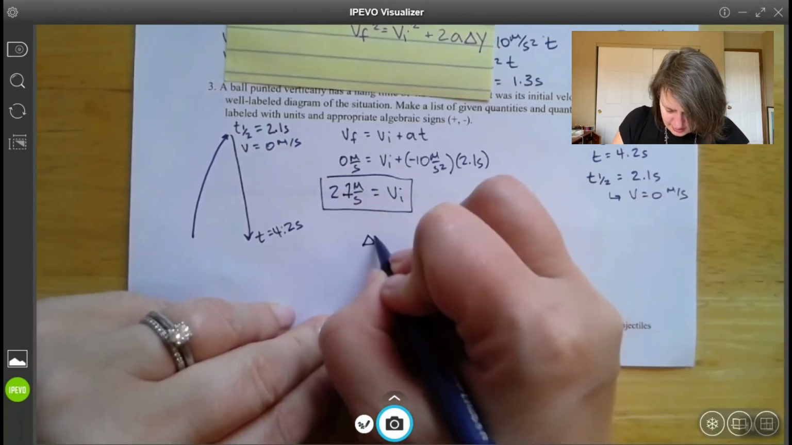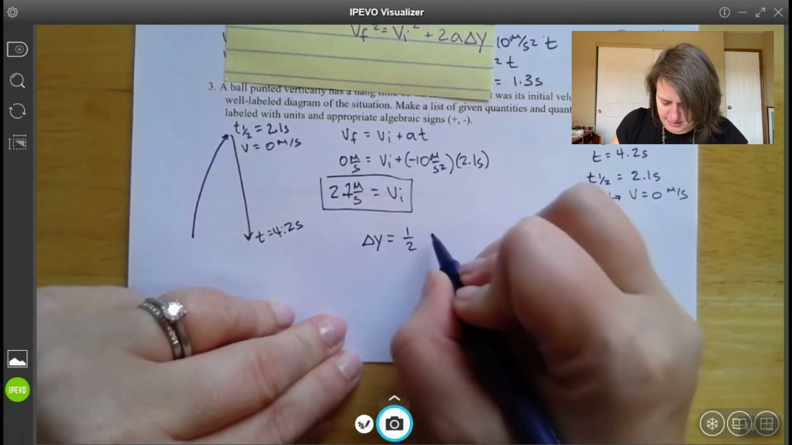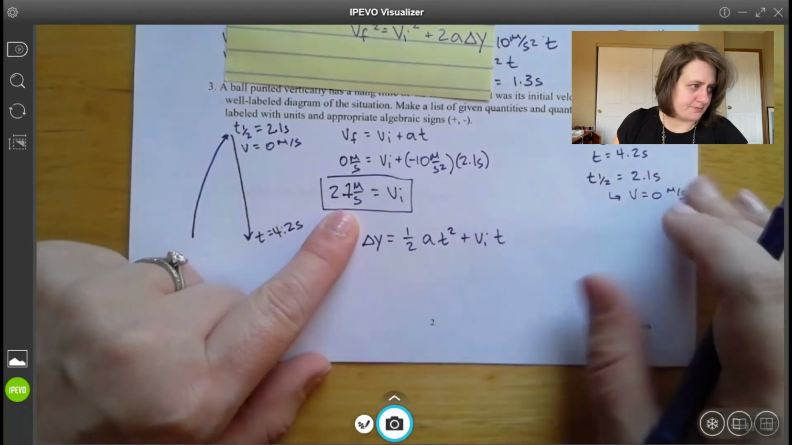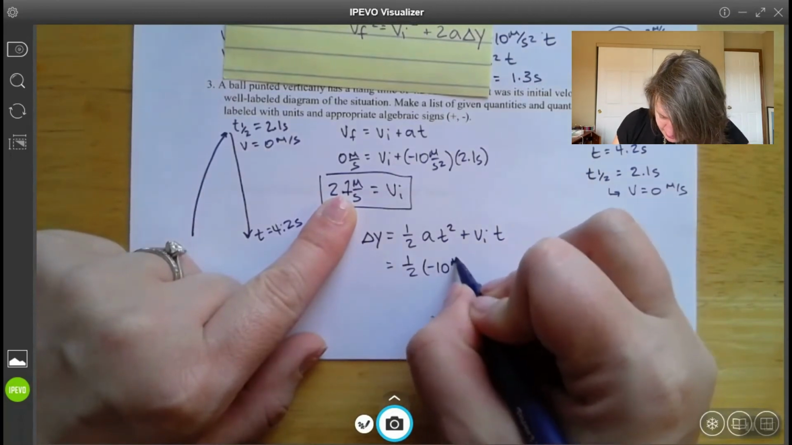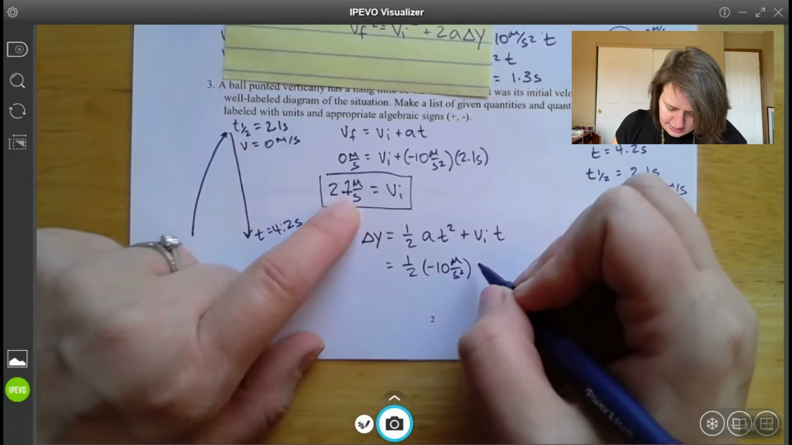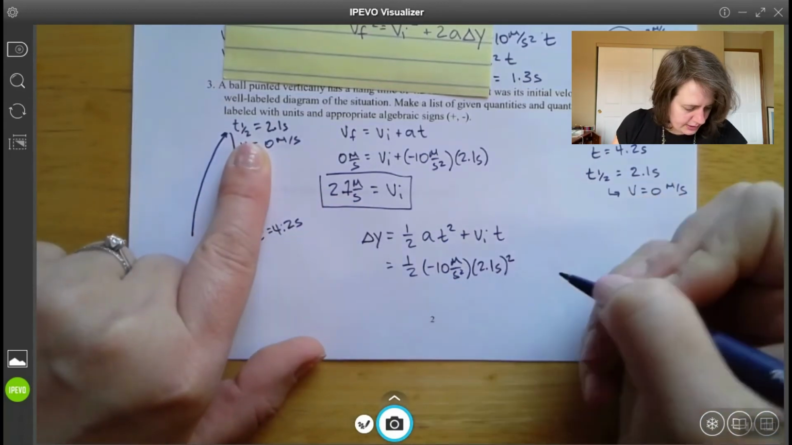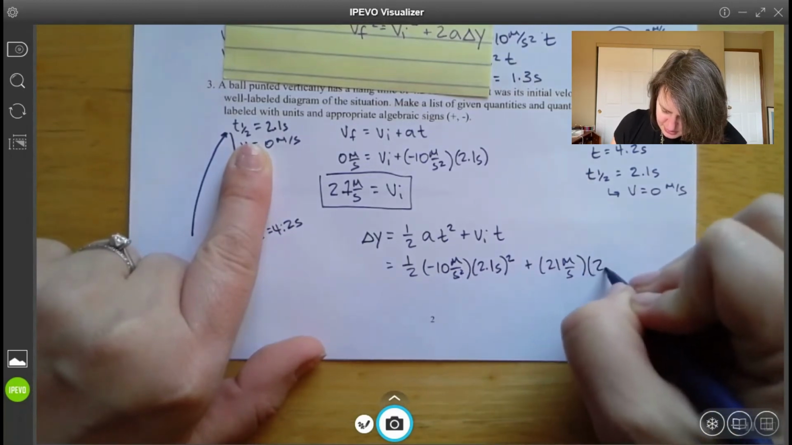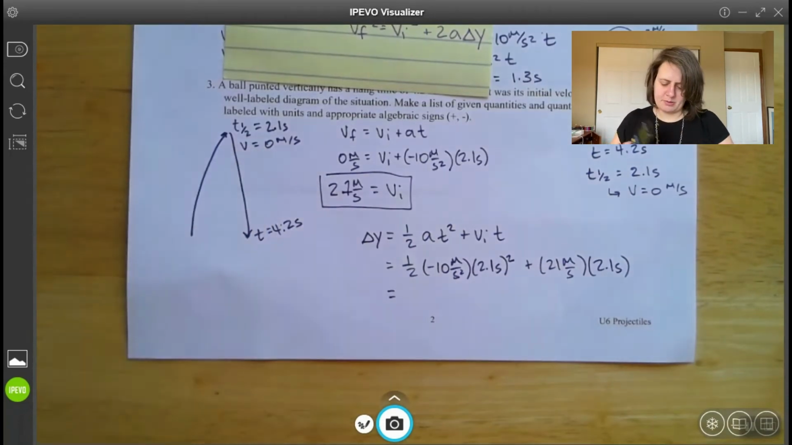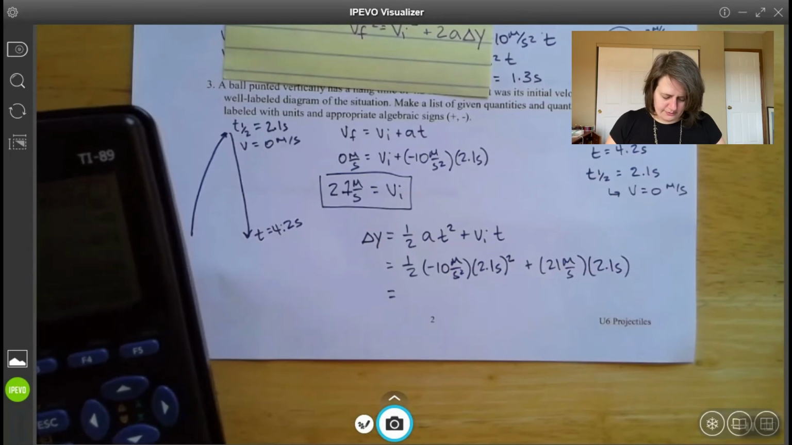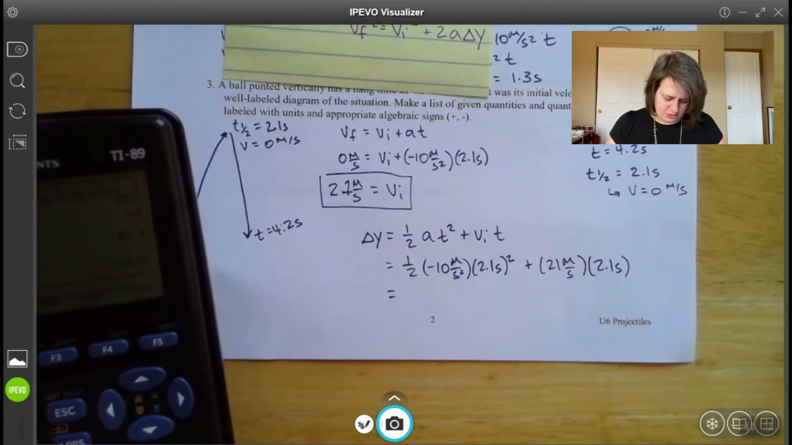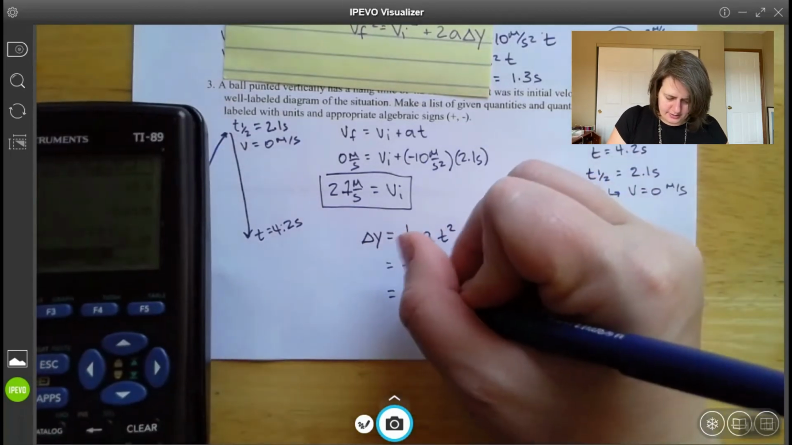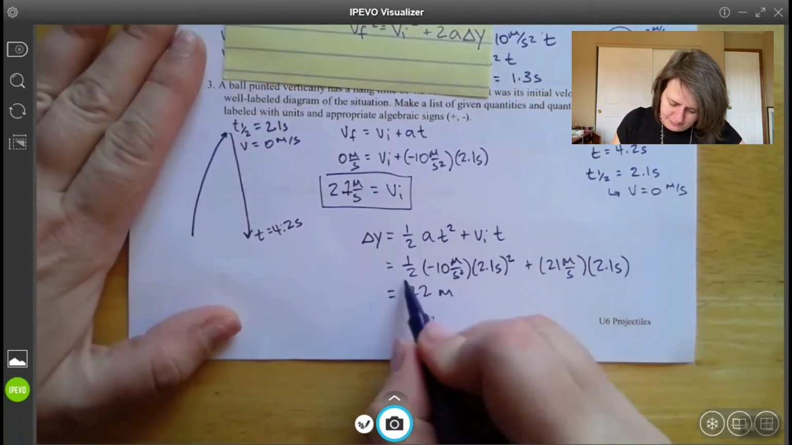Yeah, sure. If our change in vertical displacement equals 1/2 times acceleration times time squared plus initial velocity times time, I can use this value down here for my initial velocity. So we have 1/2 times minus 10 meters per second squared times my time squared. So halfway up is going to be 2.1 seconds squared, plus 21 meters per second times 2.1 seconds. And then what I'm going to find, if I pull up a calculator, 0.5 times minus 10 times 2.1 squared plus 21 times 2.1, and I'm going to get 22 meters. So that's how high we went. So now we know everything we need to know about that problem.